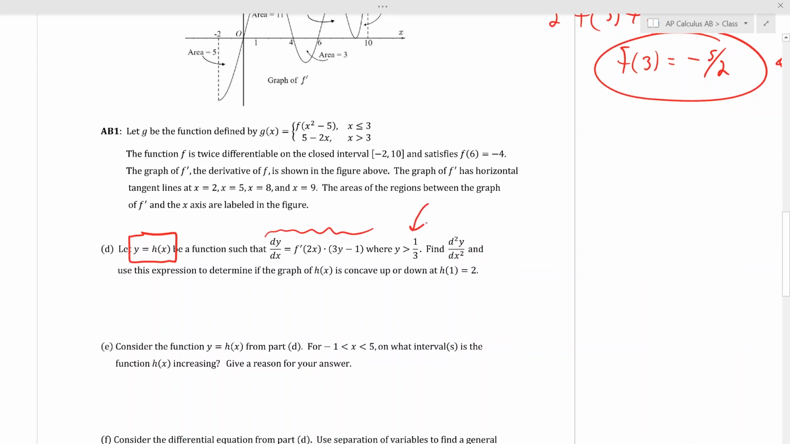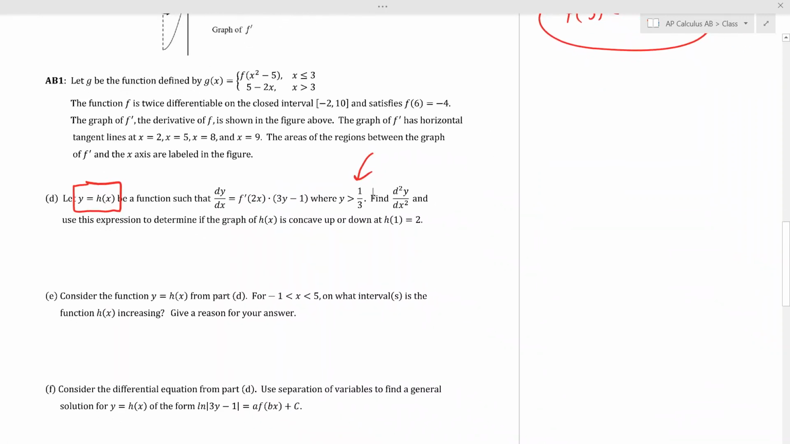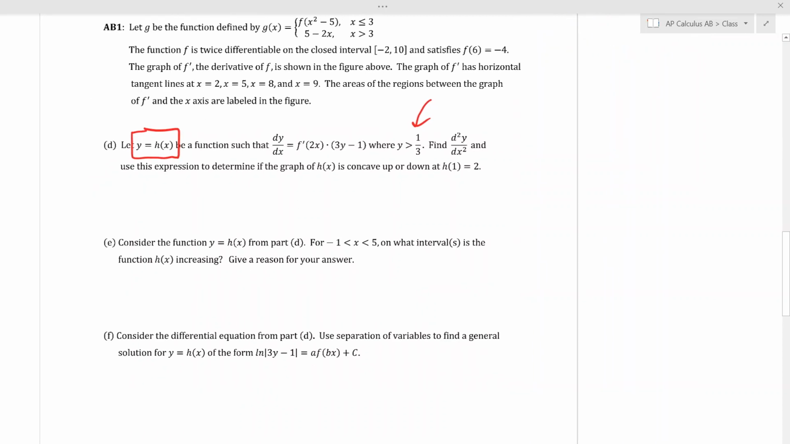And we know that y is above 1/3. The reason they're telling me that is because, I don't know if you guys remember this, we talked about differential equations a little bit. We'll come back to that. It doesn't really matter right now. They have to say that, but for your purposes, it's not going to matter too much yet.